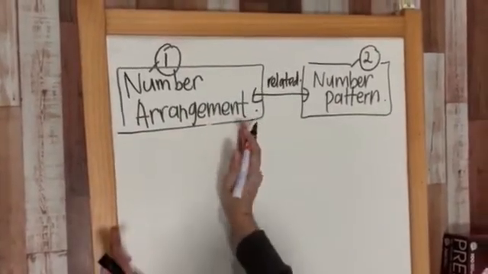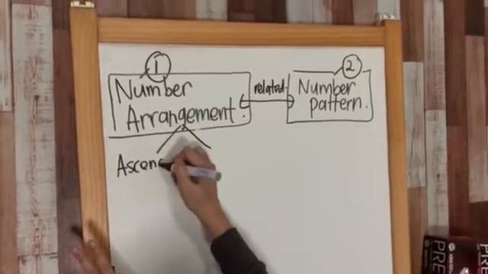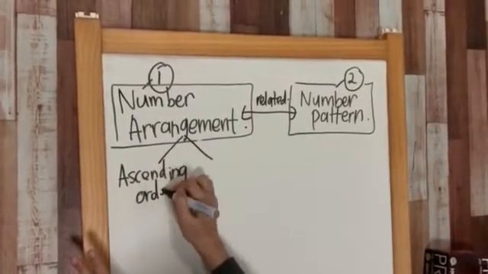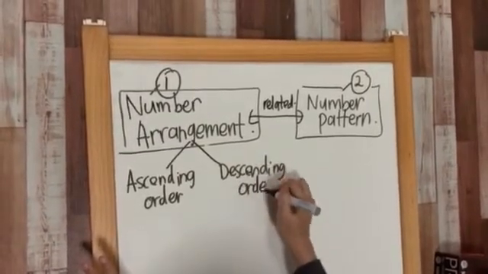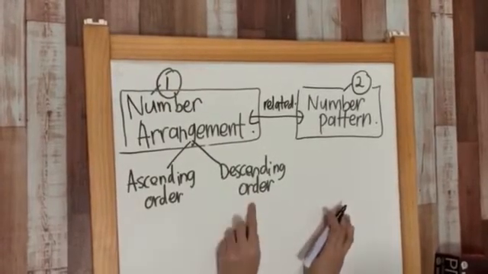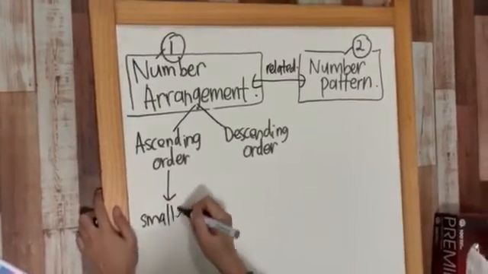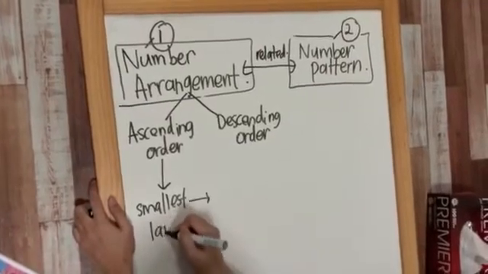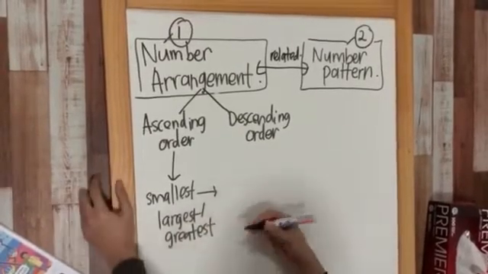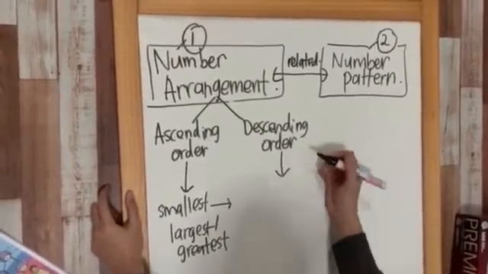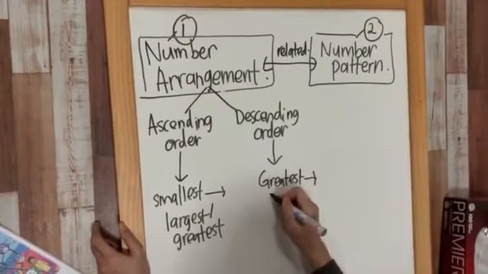What is number arrangement? There are two things in number arrangement: ascending order and descending order. What is ascending order and what is descending order? Ascending order is the arrangement of numbers starting from smallest to largest or greatest, while on the other hand, descending order is the arrangement of numbers starting from the greatest number to the smallest number.